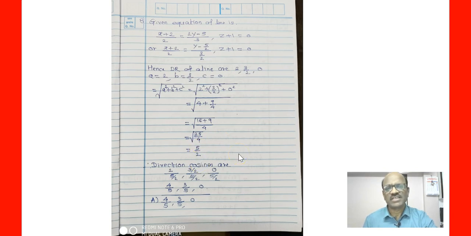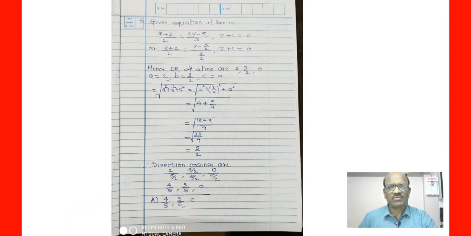Hence the direction cosines are, again, what is the formula? A upon the square root of A square plus B square plus C square, and in this way you can get the direction cosines of the line. That is 2 upon 5 by 2, 3 by 2 upon 5 by 2, and 0 upon 5 by 2, and hence it is 4 by 5, 3 by 5, and 0.